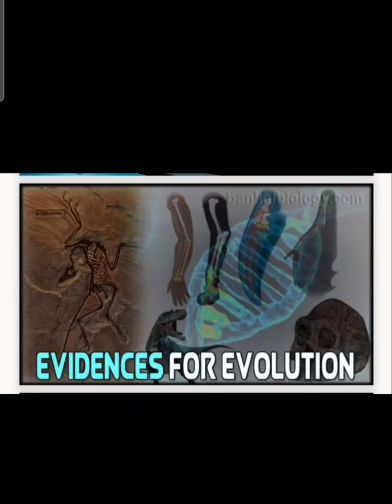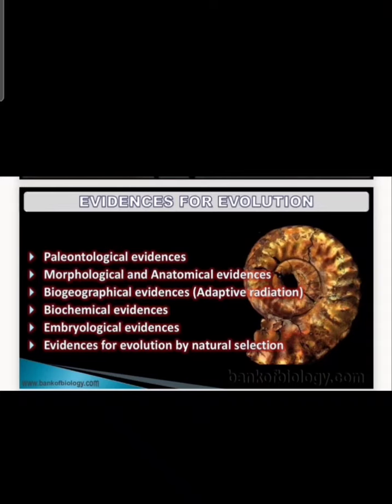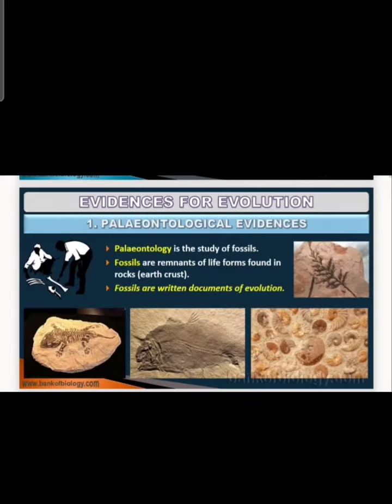So, evidences for evolution. What are the evidences? We know that evolution is nothing but studying how life might have existed some billion or million years ago, right? How evolution has started. What are the factors that influence evolution? What are the evidences of evolution? First one is paleontological evidence, then morphological and anatomical evidences, biogeographical evidences, which is adaptive radiation, biochemical evidences, and embryological evidences for evolution by natural selection. One by one we'll quickly see.